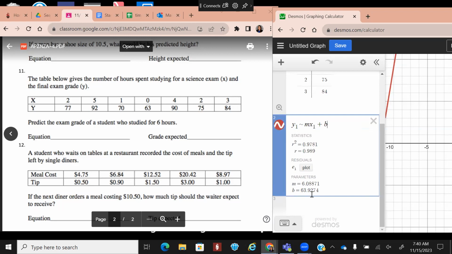Okay. Once you have this information pop up, that means the equation is going to be y equals 6.09x plus 63.93. Let's round to 2 decimal places on these. Now, what is the correlation coefficient from this? Well, it tells me that my R value is 0.989. The correlation coefficient is 0.989. Everybody see where I got that from?